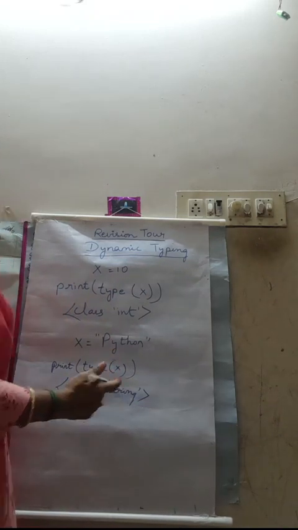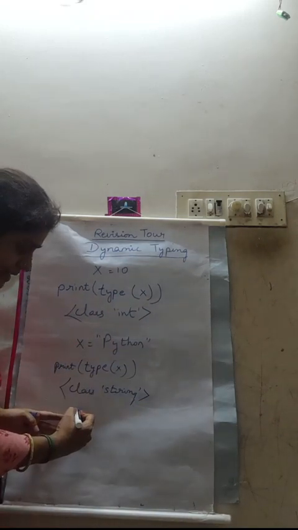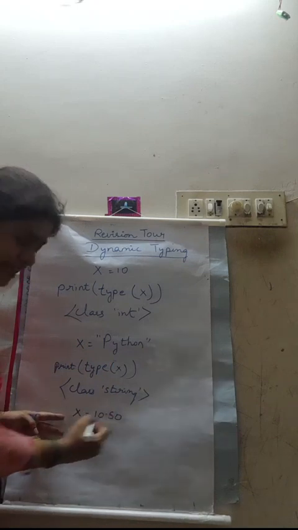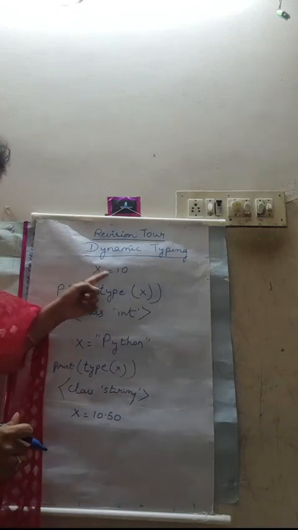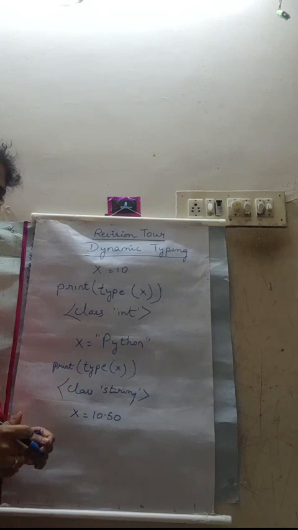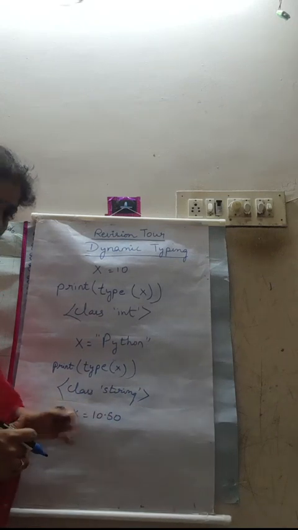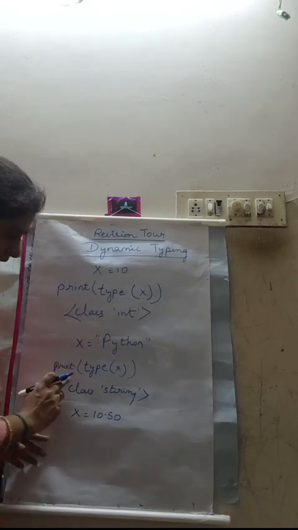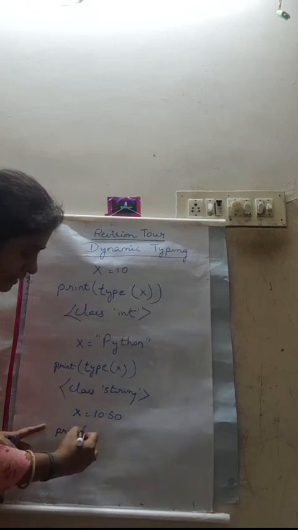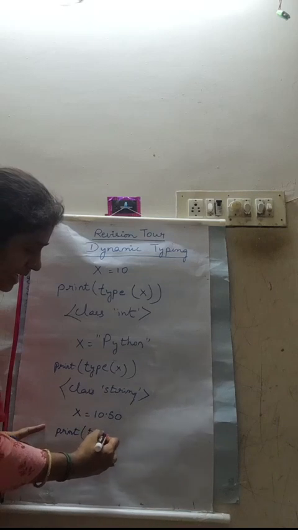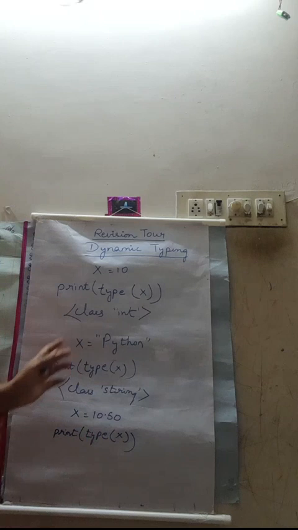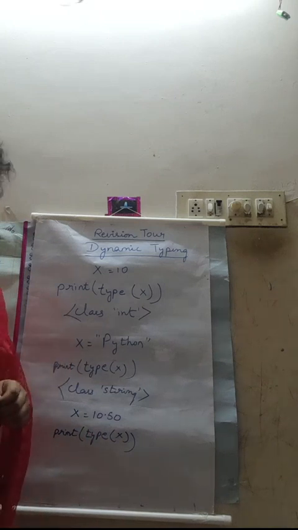In the same program, I can write later x is equal to, I can store some floating point value also. x is equal to 10 in the beginning, then I have changed to Python, I can change it to a floating point value also. And if you want, you can check again using the function type, you can check the data type of x. So this is about dynamic typing.